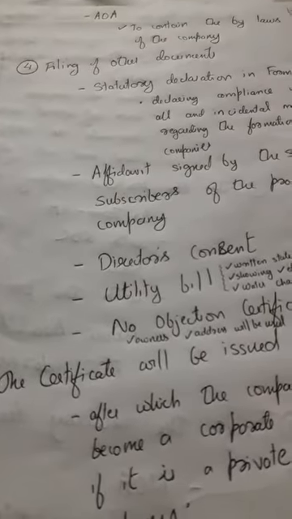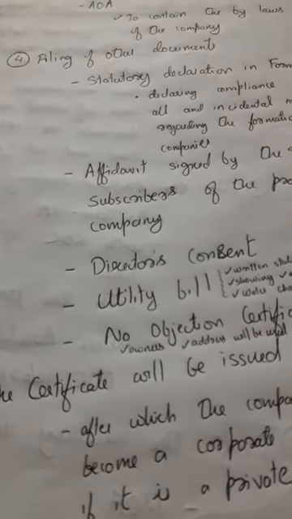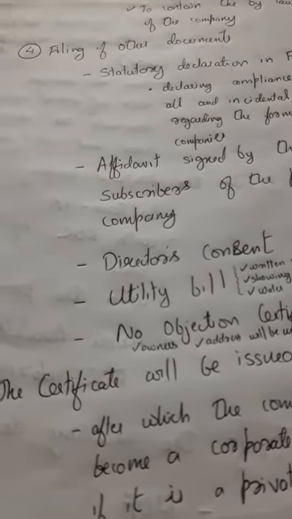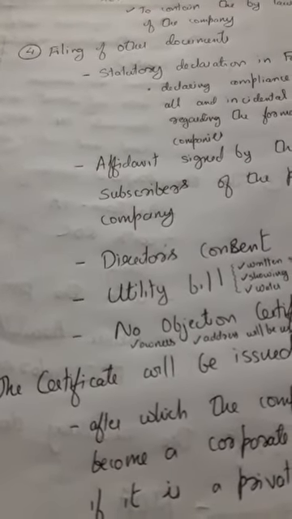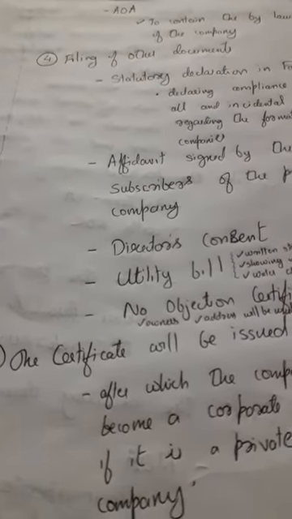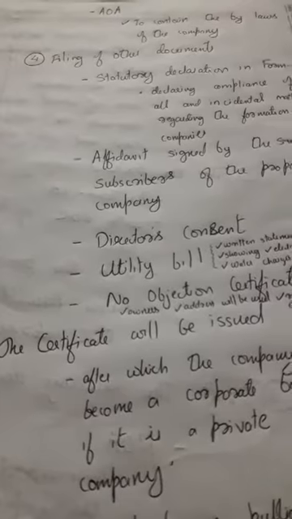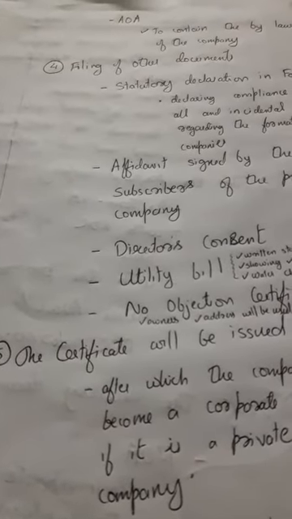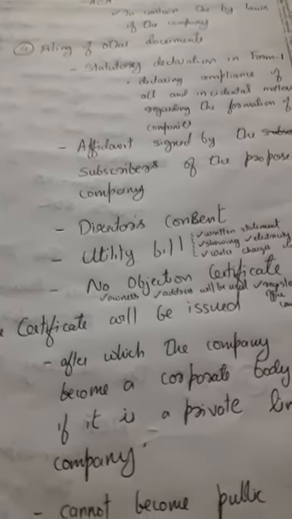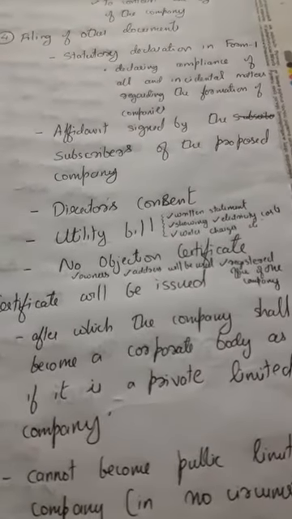After filing these documents, if the Registrar is satisfied with the authenticity of all these documents and compliance with every formality and procedure, the Registrar will issue a certificate of incorporation of the company. The certificate will be issued, after which the company shall become a body corporate.